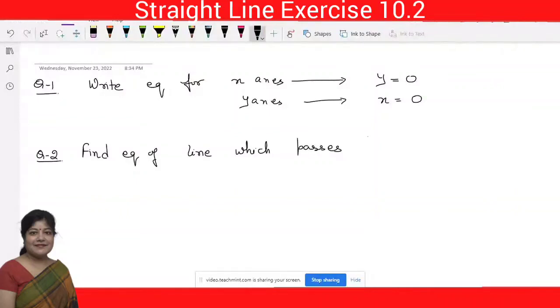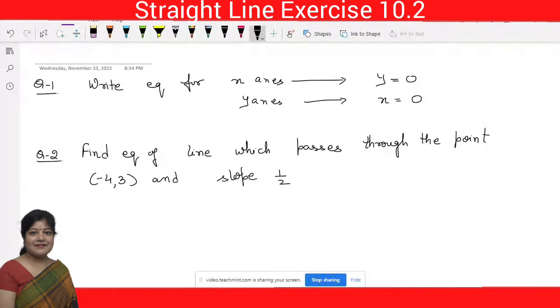through the point minus 4 comma 3 and slope 1 by 2.